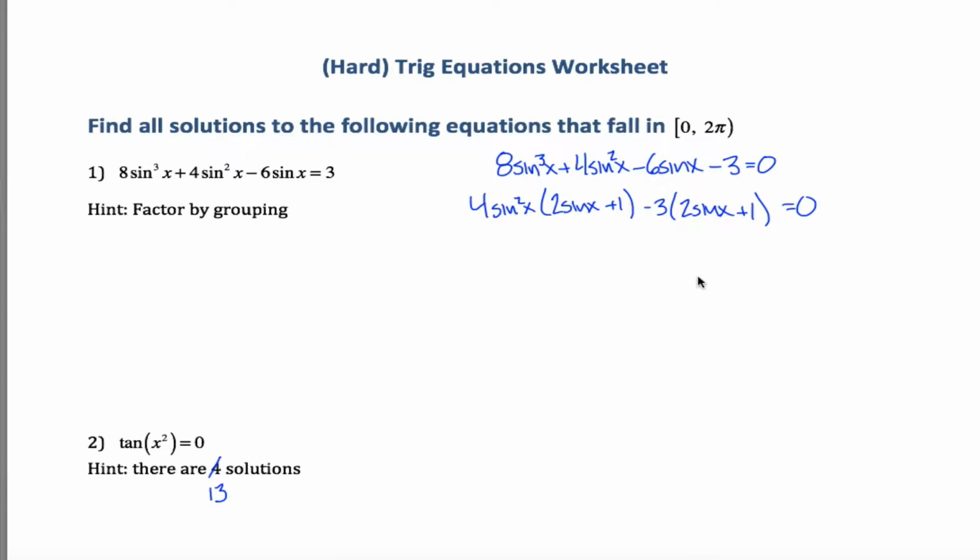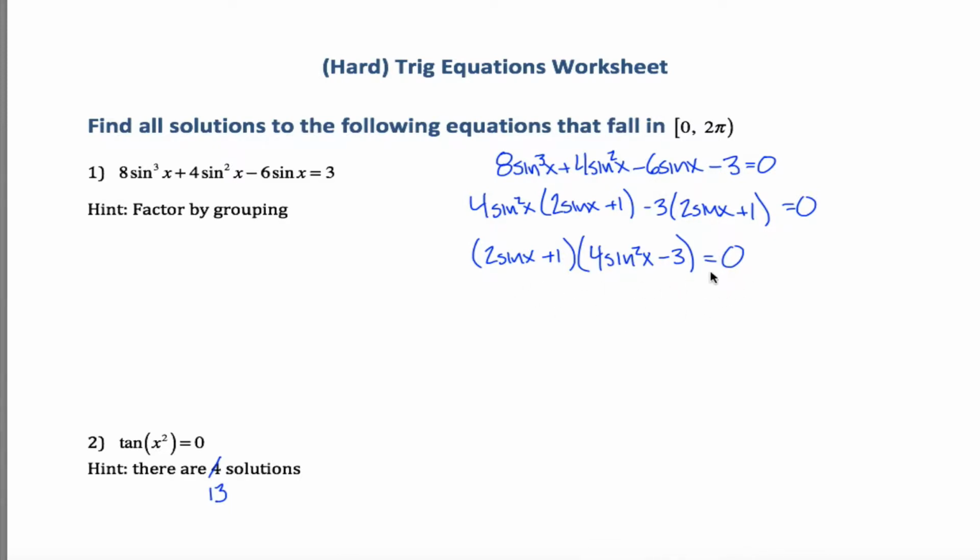Get here? Now you really have 2 terms, and those terms have something in common. They have this thing inside the parentheses in common. So I can factor that out. I got 2 sine of x plus 1 times, now this is gone and this is gone because I just factored it out. So what's left behind is the 4 sine squared x minus 3. And that product equals 0.